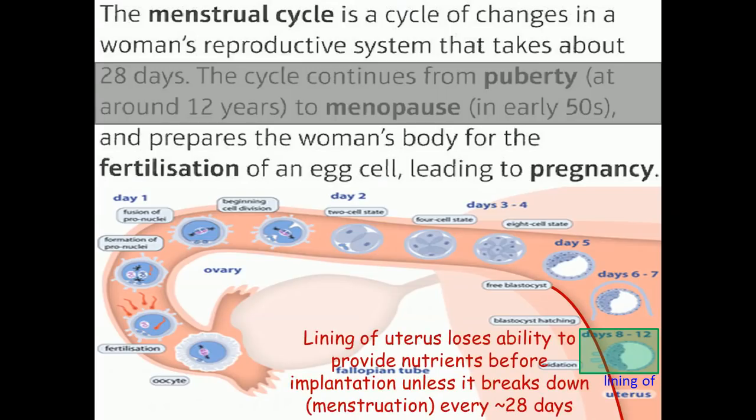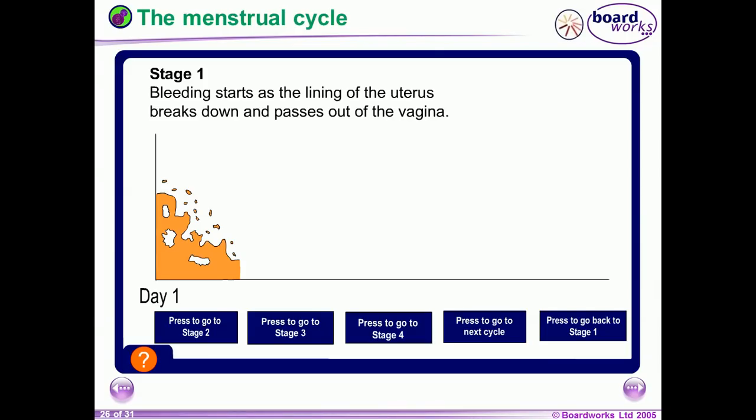But the problem is the lining of the uterus loses the ability to provide nutrients before implantation unless it breaks down roughly every 28 days. So if it doesn't break down, unfortunately it will not be able to provide nutrients in case an embryo implants itself. So the only way it can make sure that it maintains the supply of nutrients before implantation can happen is if it breaks down every 28 days, and this is known as menstruation. So you can see at the beginning here, the menstrual cycle starts with menstruation, which is also known as period, and that menstruation period is when the lining of the uterus breaks down.